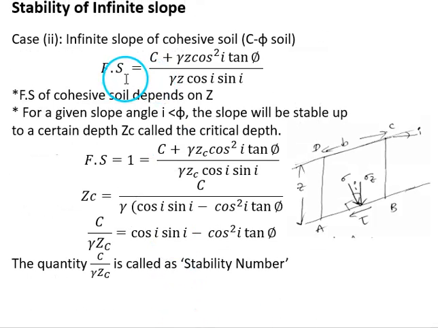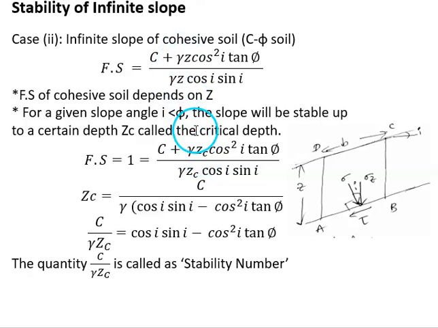Then in the second case, if the soil is a c-phi soil, then the factor of safety equals shear strength divided by shear stress. Here c is not equal to 0, so c also comes into the equation. If we observe this equation, the factor of safety depends on the z value. For a given slope angle i less than phi, the slope will be stable up to a certain depth zc, called the critical depth. If you take the factor of safety as 1 and equate, we will get the critical depth zc.